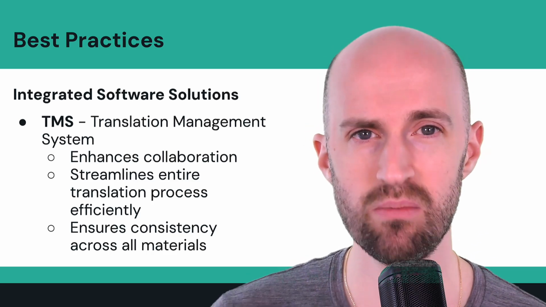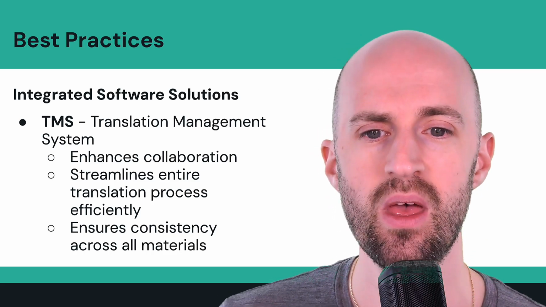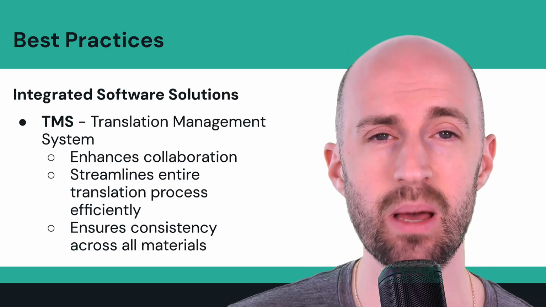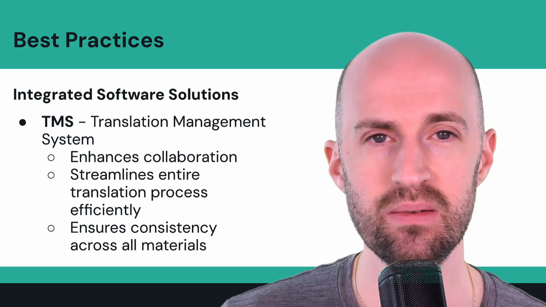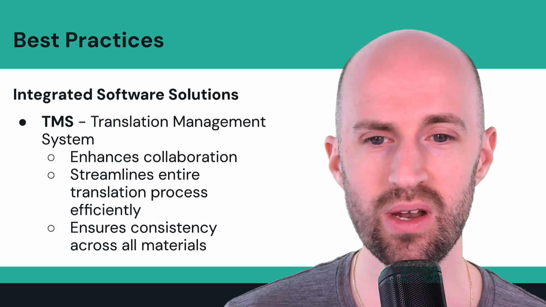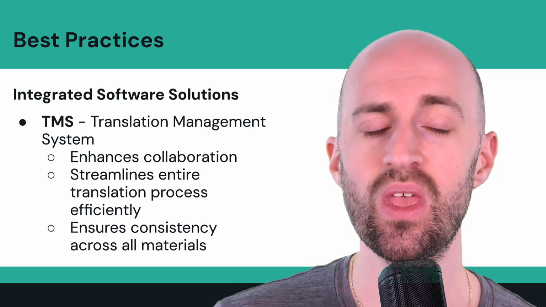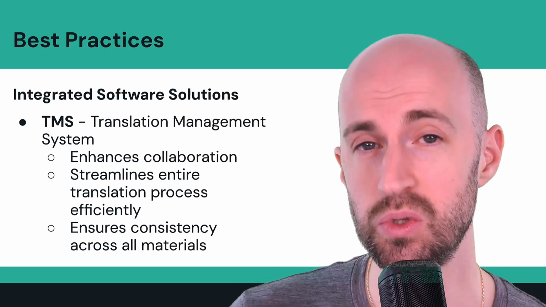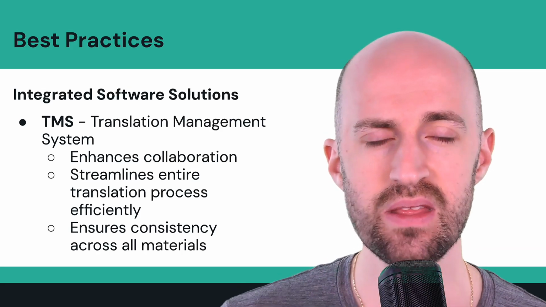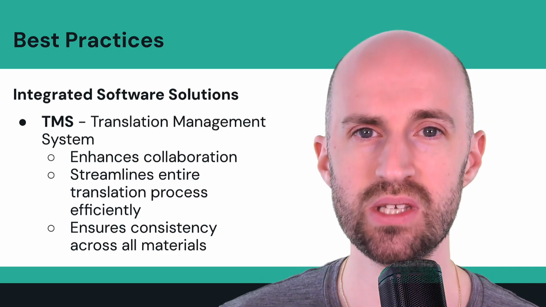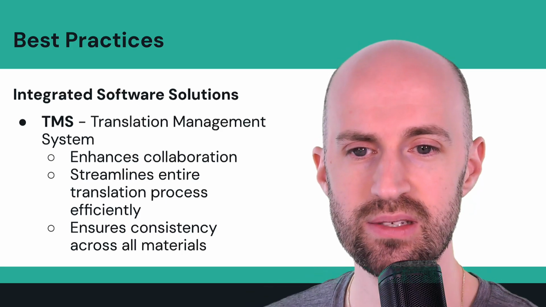TMS is a common term used in translation, and it basically stands for Translation Management System. This sort of system enhances collaboration, so it allows multiple teams, multiple people working together on the same content, splitting it up into parts and working on it together. It streamlines the entire translation process efficiently so that you can get more done in less time. And it also ensures consistency across all materials. So you have a framework, some rule sets that you set up front, and make sure everyone's aligned to that across the team, or everyone in that team who's working on that translation process.